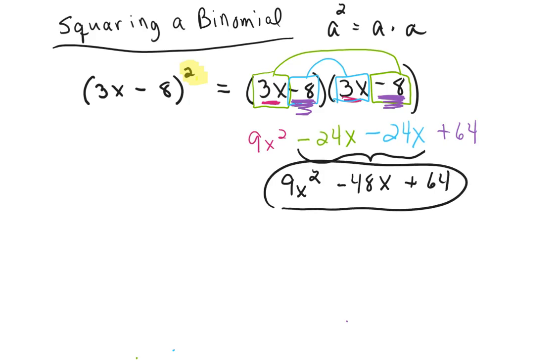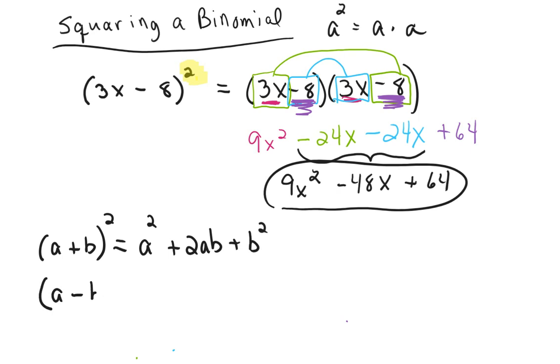And that's your answer. Now, some books will give you this little formula. Actually, there's two of them. They'll have a plus b squared, and then they'll say that that is a squared plus 2ab plus b squared. And then they give you the other one, which is a minus b squared, which is a squared minus 2ab plus b squared. And you can memorize that if you want. You can use it if you want. But when you're squaring a binomial, you can just use the FOIL method.